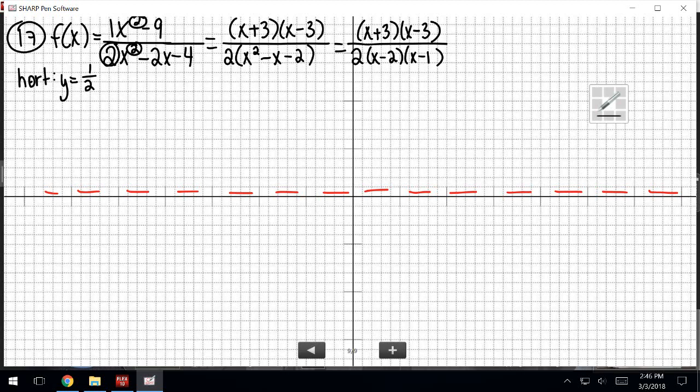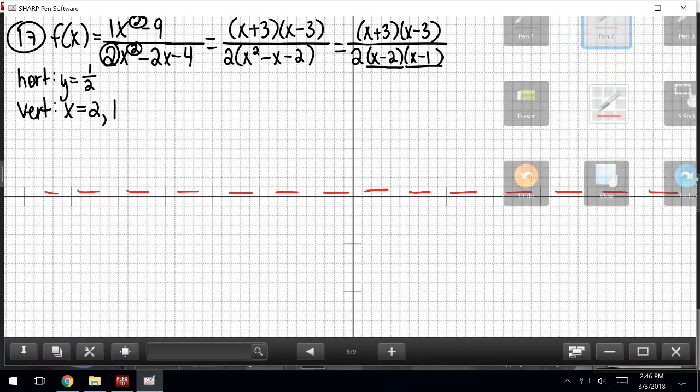So nothing cancels, so I don't have a hole. On part C where it says hole, just put none or does not exist or something like that. Part B for a vertical asymptote is where the denominator equals 0. So if I were to set x minus 2 equal to 0, I would get x equals 2. If I were to set x minus 1 equal to 0, I would get x equals 1.